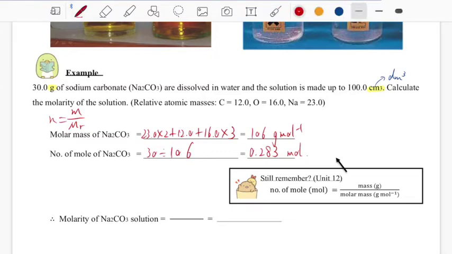And then the last step. Now we have the total number of mole, which is 0.283, and then we should divide it by the volume. The volume we have is 100 cm cube. Remember, when we convert it to dm cube, we divide by 1,000, so it should be 0.1. So the final answer is 2.83 mole per dm cube, or you can say it's 2.83 molar.